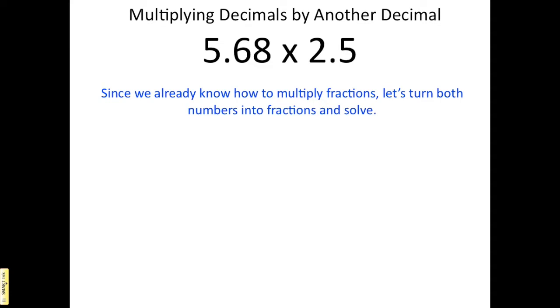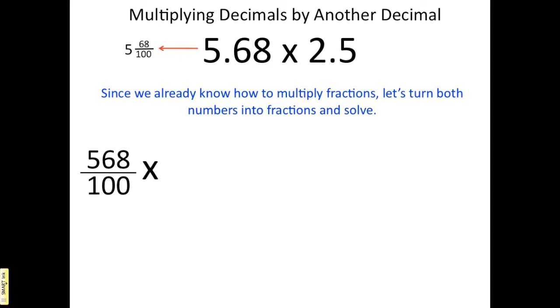5 and 68 hundredths is a mixed number. Written as a mixed number, it would be written as 5 68/100. But we know that to multiply fractions, we're going to turn that mixed number into an improper fraction. So if I were to write 5 and 68 hundredths as an improper fraction, I would have a 100 in my denominator, and I'd have 568 in my numerator.